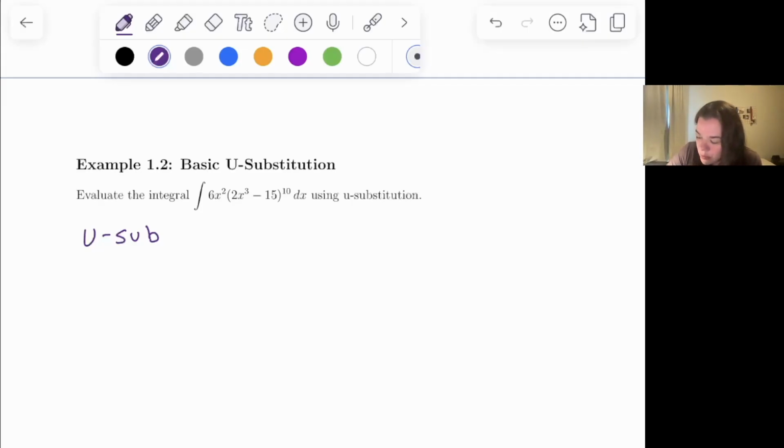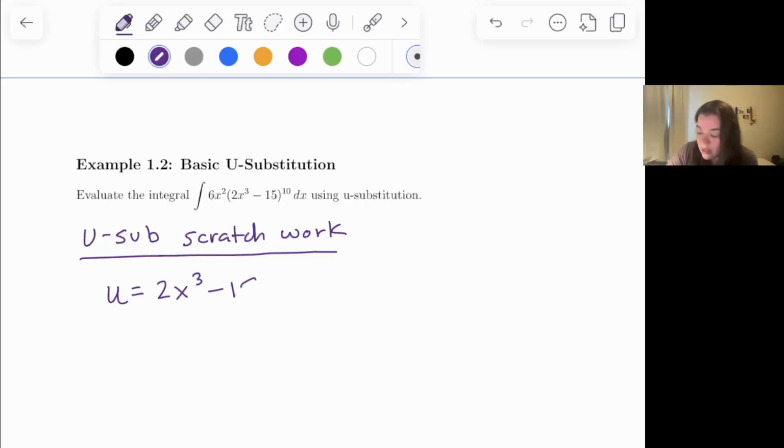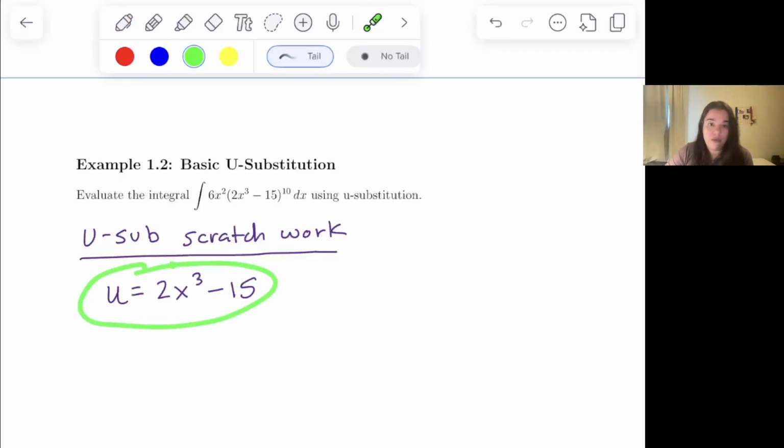So my U-sub scratch work: since I see a function and its derivative, I'm going to say u is equal to 2x cubed minus 15. Now, I want to be clear about something because this is going to come up in the next example. Our job is to pick the u. We do not get to pick what du is. Our job is to pick u appropriately.